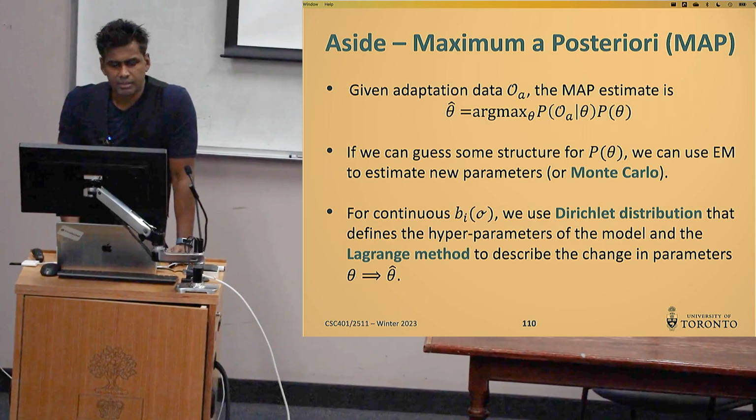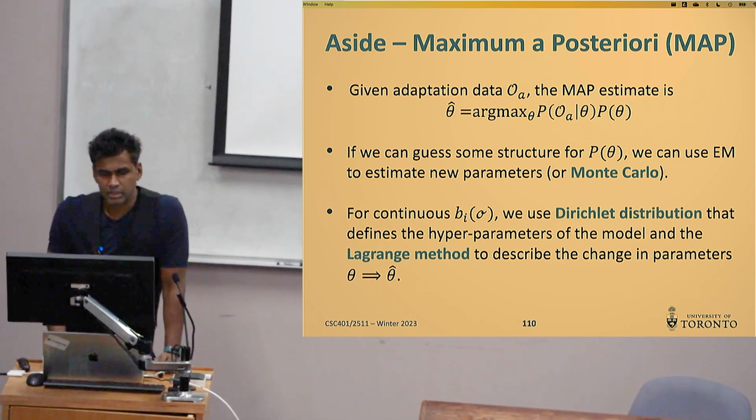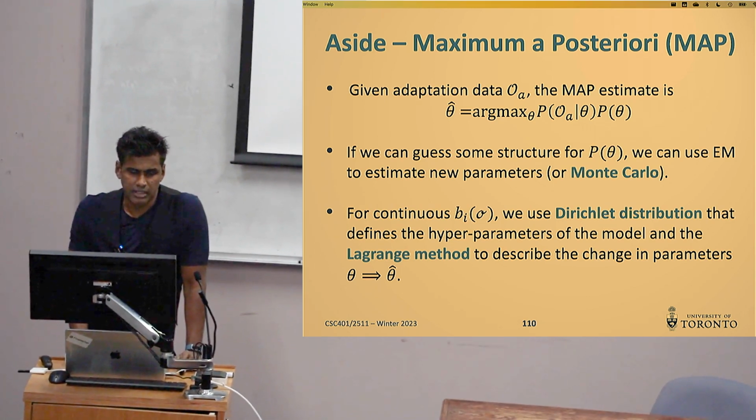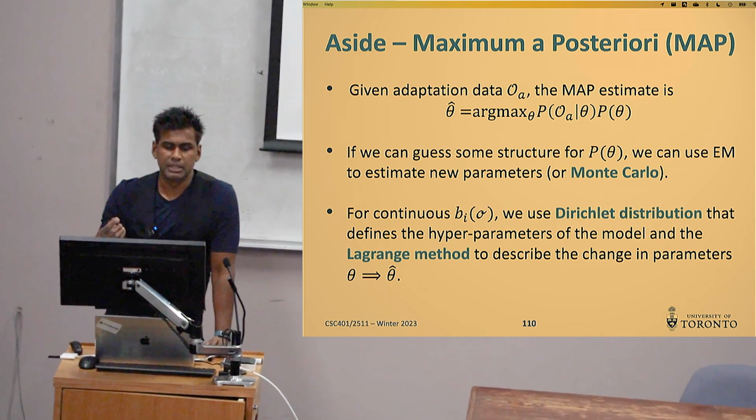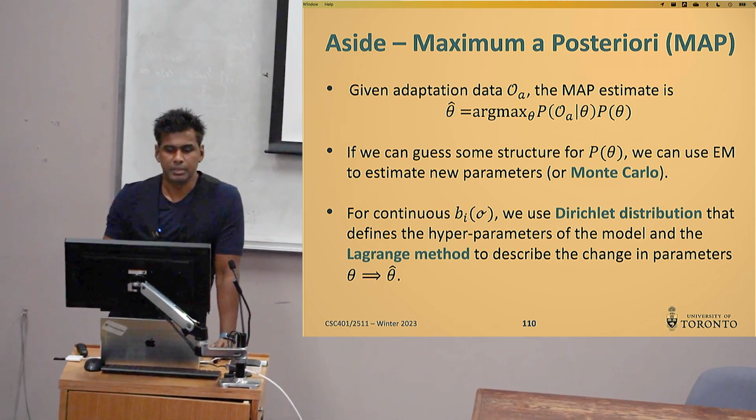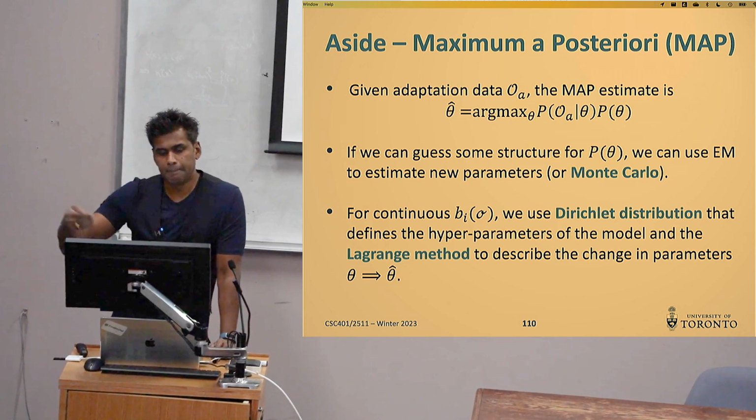This is a side slide, but I'm pretty sure you're already very familiar with this concept, maximum a posteriori probability. You can think of MLE, but you have a prior probability distribution P of theta, which allows you to introduce a bias, or how you want your theta to be trained.